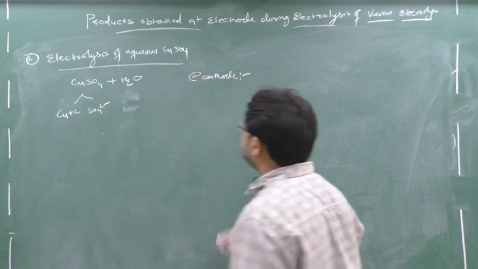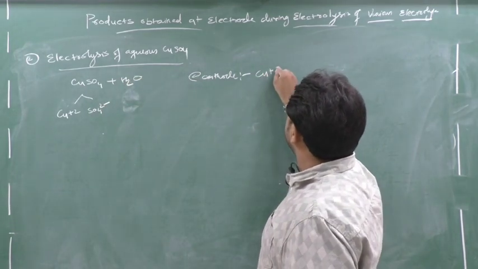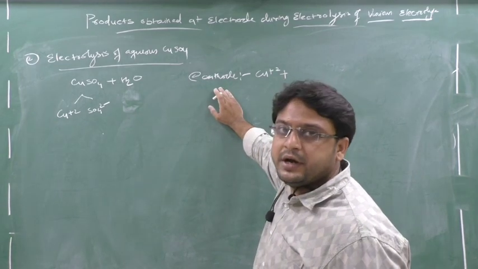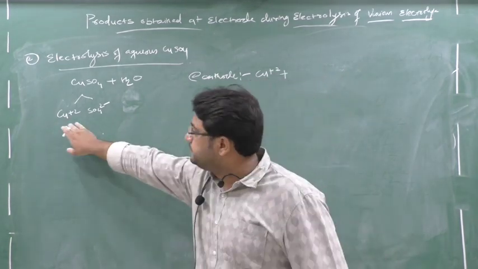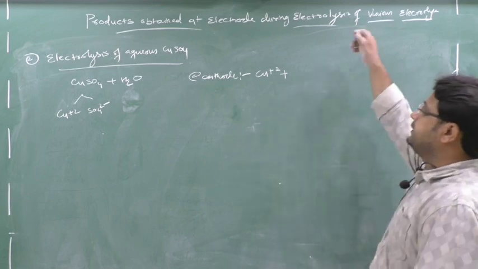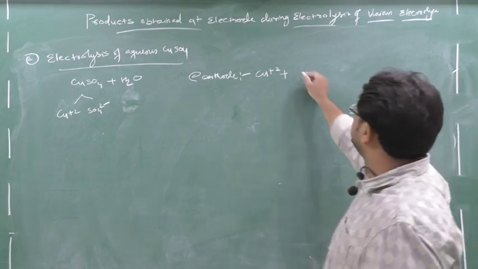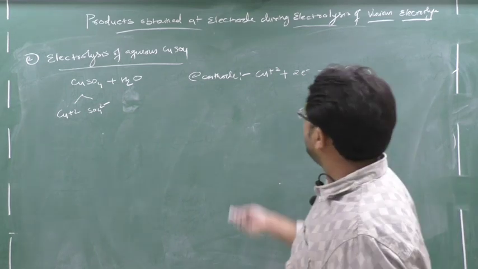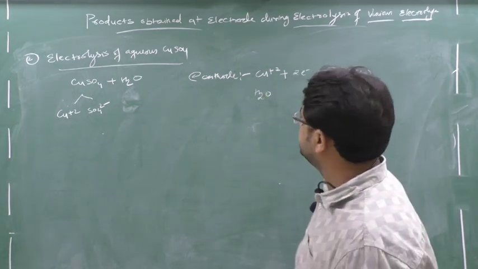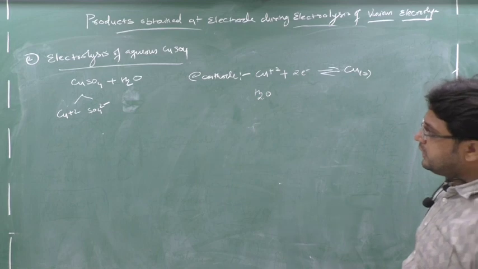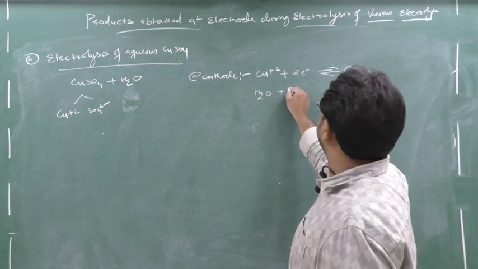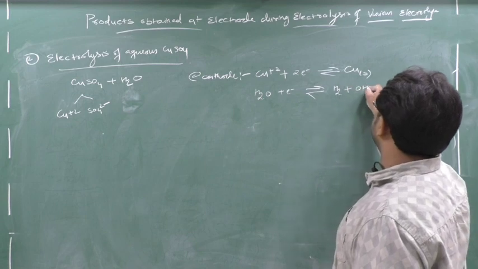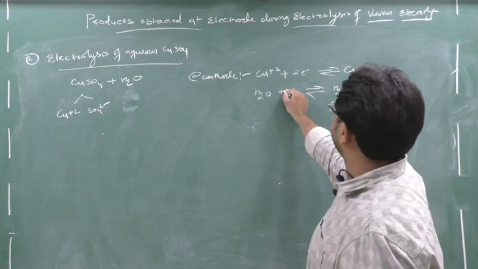At the cathode what do I have? I have Cu plus 2. So reduction will occur, yes or no? At the cathode means reduction. Reduction occurs means Cu plus 2 takes 2 electrons and gives Cu solid. Also water can come at the cathode. Water at the cathode will gain electrons and form H2 and OH minus. There are 2 here and 2 here.